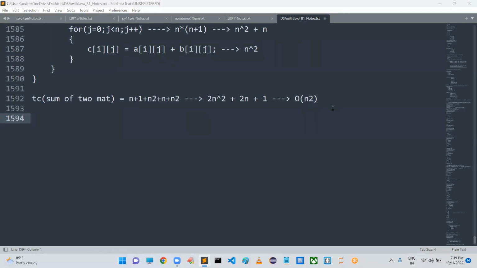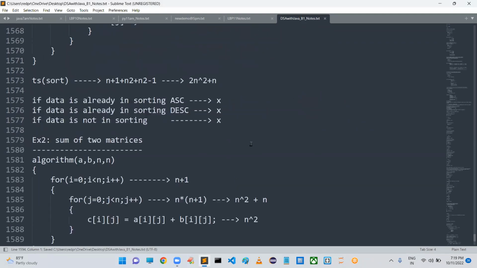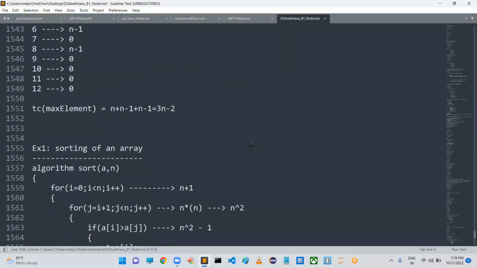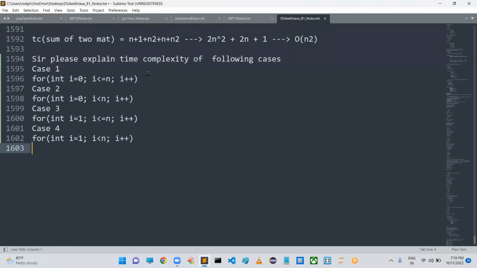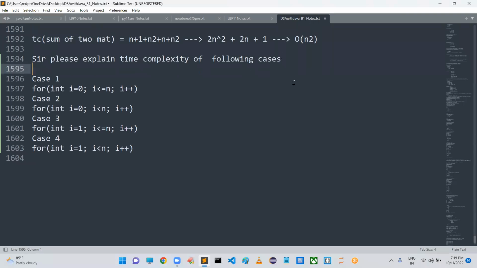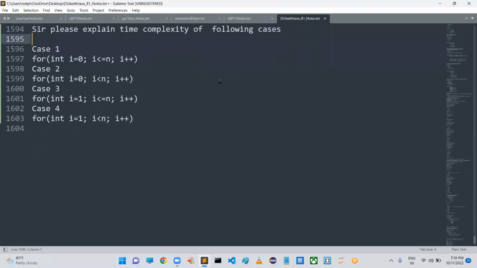Sir, in the last video, we have seen time complexity. We saw very clearly how we can calculate time complexity for different algorithms. One of the students posted a question: Sir, can you please explain the time complexity of the following cases? How many times is it going to execute?